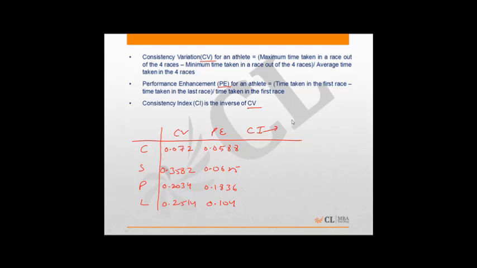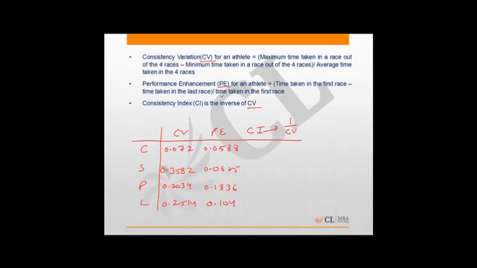CI is basically the inverse of CV. Right? So you need not calculate the CI because we have not been asked for any particular value of these parameters in any question. We have to just compare which is the highest or which is the lowest among all these performance indexes. Right? So let us take the first question which asks who had the highest CI. So highest CI will be of that athlete which has the lowest CV. Right? So the lowest CV is of Carlos, so he will have the highest CI.